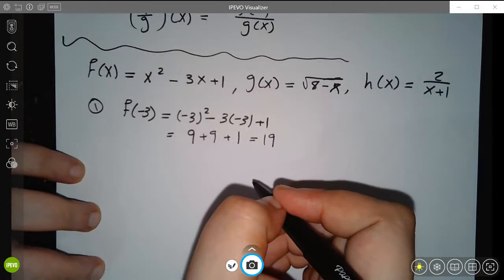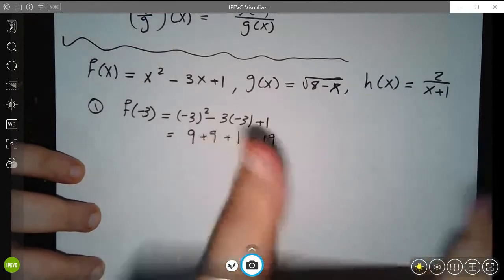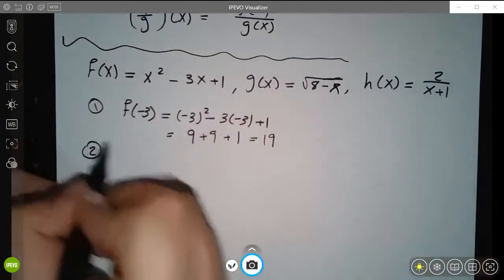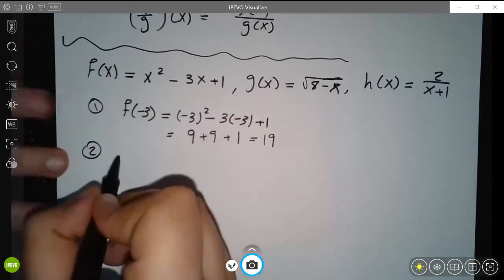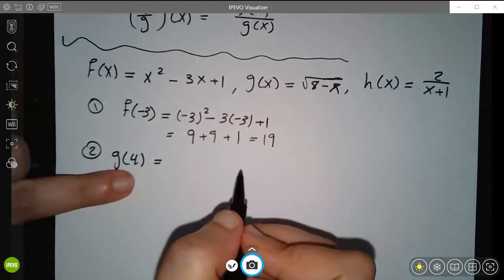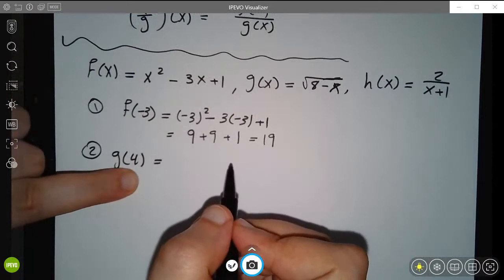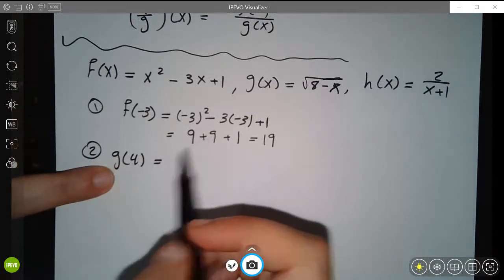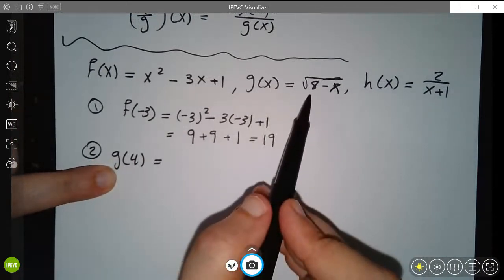Yeah? Okay. So that was easy. Second one is g of 4. So the x value in this case is what? It's 4. And the function I'm using is obviously g, so I'm gonna plug into that one.